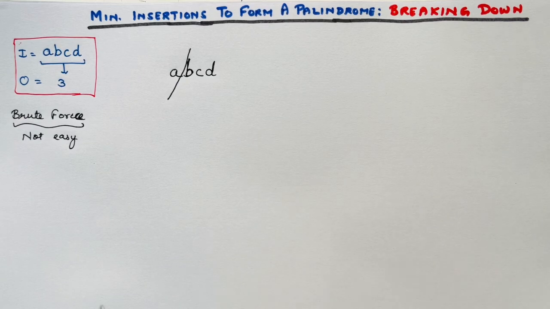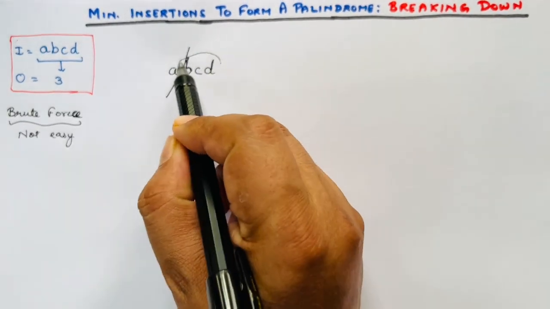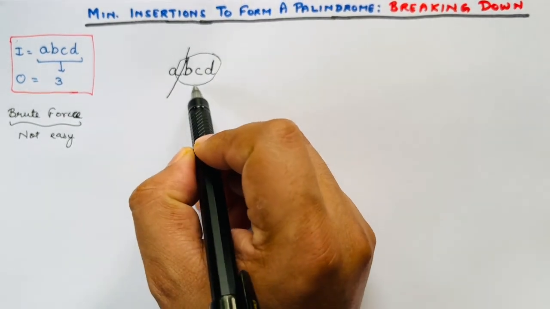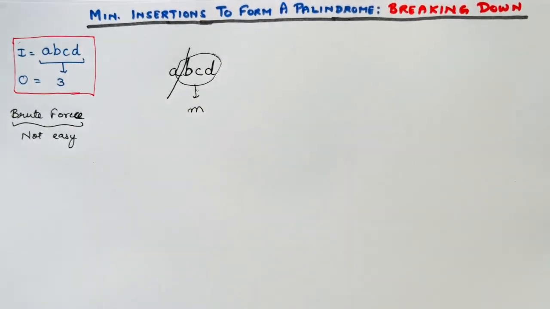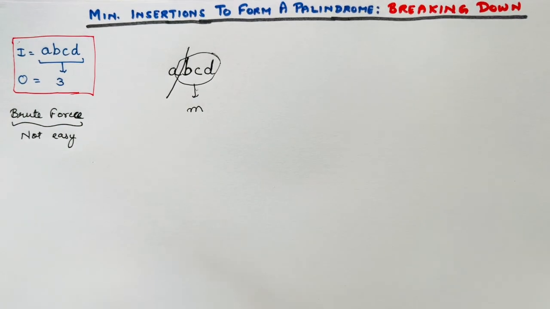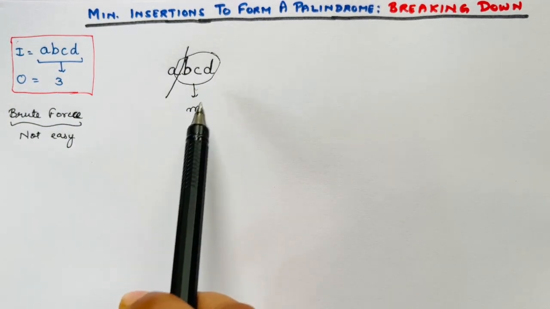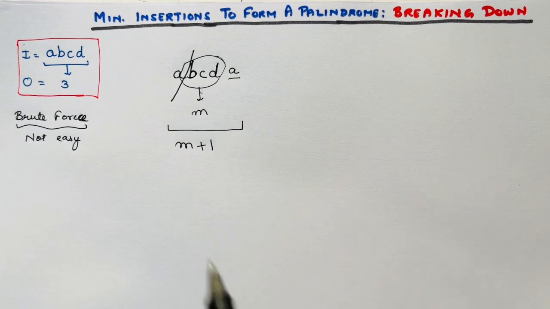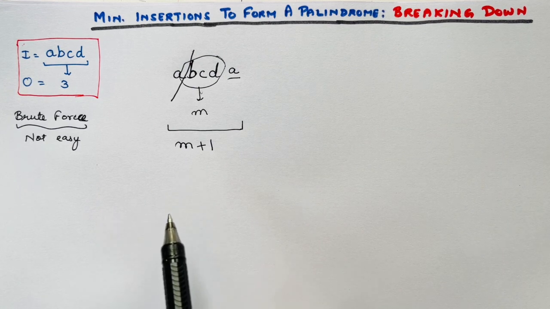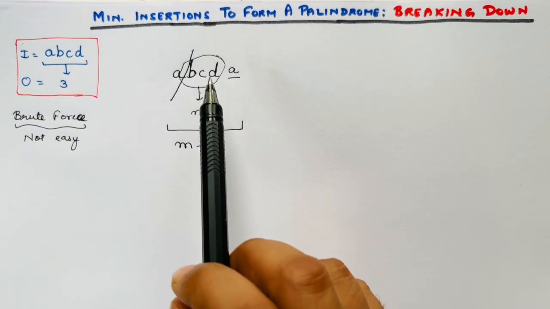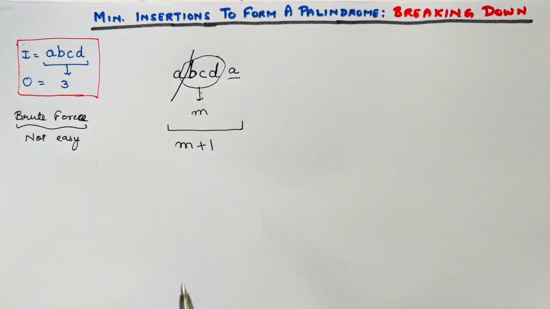Let's say someone comes and gives me the answer to this smaller subproblem of BCD. They come and they tell me that, hey, you just need to do M insertions to make this a palindrome. Can I use this knowledge to compute the answer for my original string? This is already a palindrome with M insertions, so I just need to insert another A. So answer will be M plus 1 insertions. Now what have I done here? I have successfully used answer of a subproblem to compute the answer of my original problem.